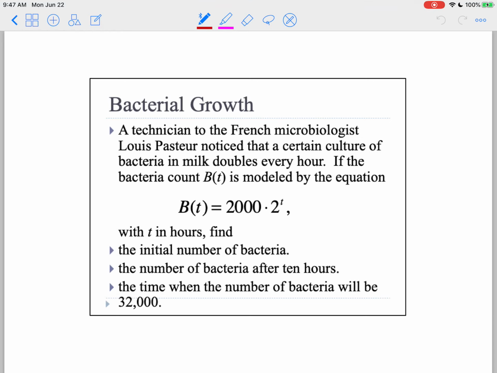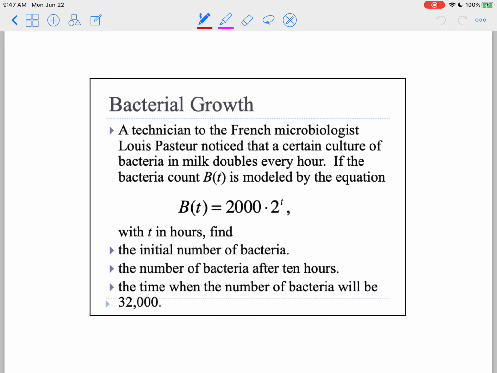So in this video, I'm going to talk about some applications, and then we're going to bring a new number into the mix that's very relevant to applications. But first, talking about bacterial growth.